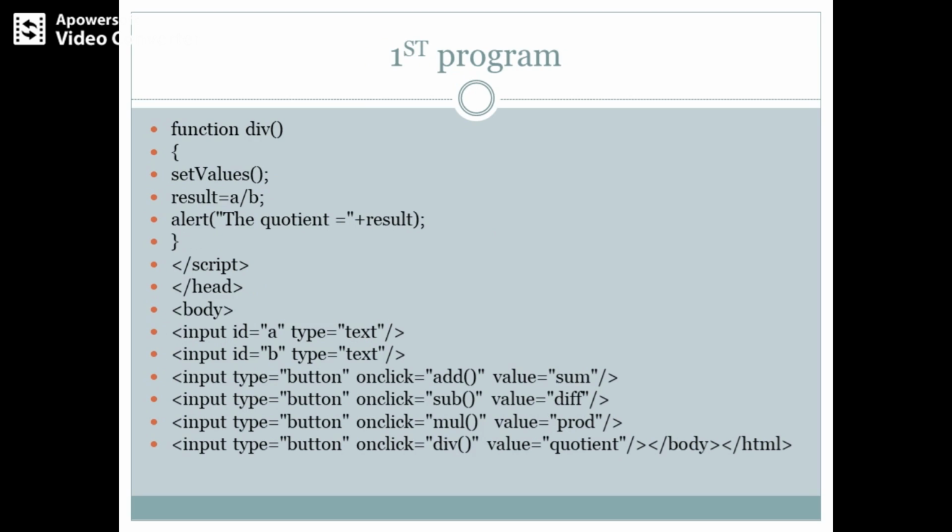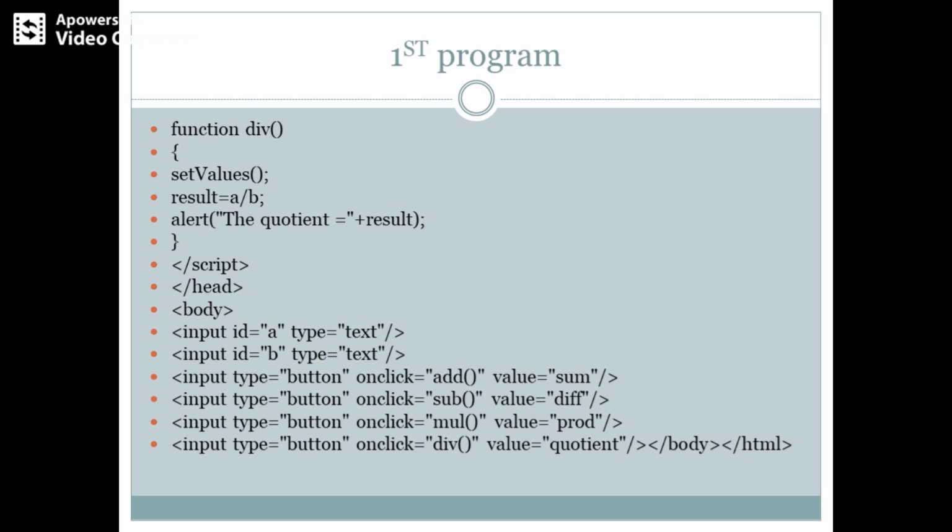So this is about division or the quotient. So likewise, you have seen in the previous slides, we have called the set values function. We have not written once again the computation of set values. Just we have called those function. It's like function call, and then we have written what is required in this particular function division. That is, result is calculated as a slash b. So the quotient is displayed in the alert window.